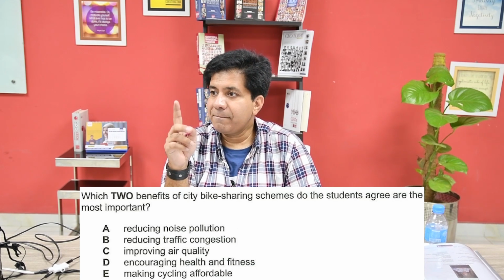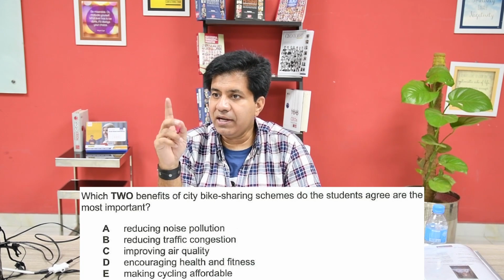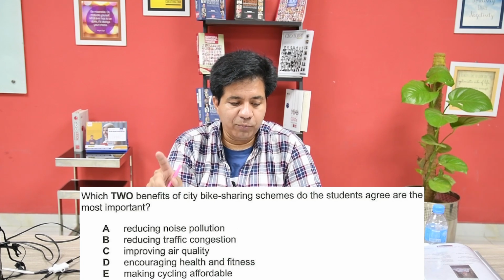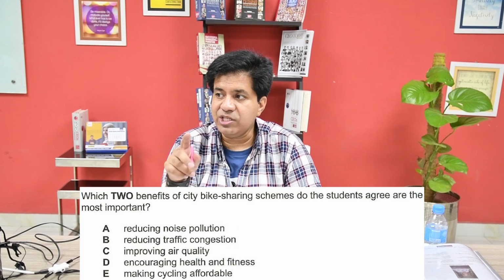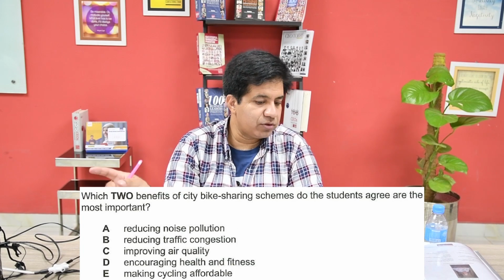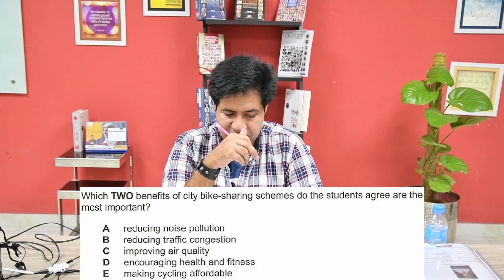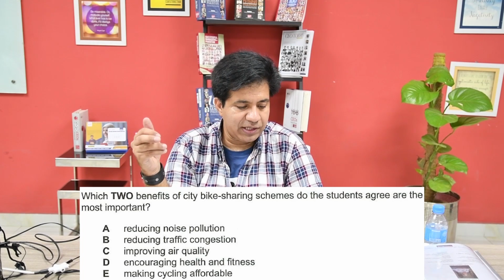B for boy and C for cat. Absolutely. B for boy, reducing traffic congestion. I'll play it again for you, don't worry. B for boy, reducing traffic congestion, and C is improving air quality.